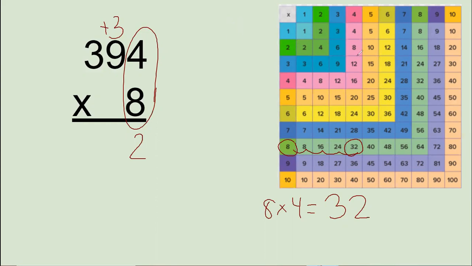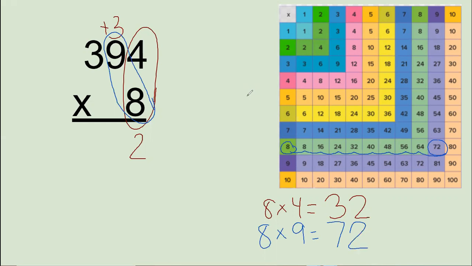Next, I'm going to multiply 8 times 9. What is 8 times 9? Use your chart. And tell me what 8 times 9 is. So just find our 8 and count over 9. 1, 2, 3, 4, 5, 6, 7, 8, 9. What did I get? 72. Is that the same thing you guys have? 72 for 8 times 9?